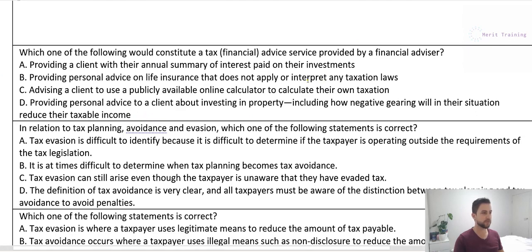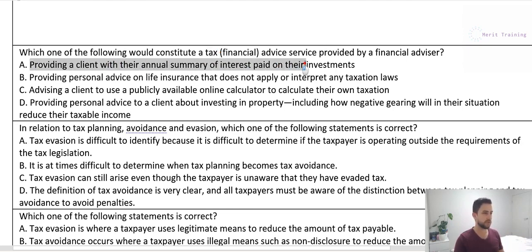So all you've got to look for is tax-specific advice. If it's general advice or financial advice or not advice, like telling them to do their own thing, then obviously it's not tax and financial advice. So we need to look out for tax. There's a few components. Number 1 needs to be related to tax. Number 2, it needs to provide advice. So let's have a look.